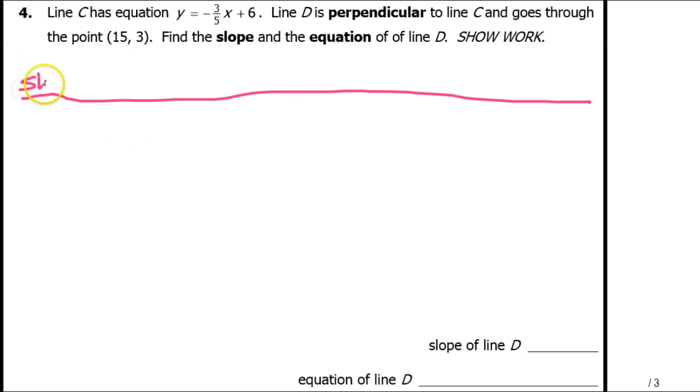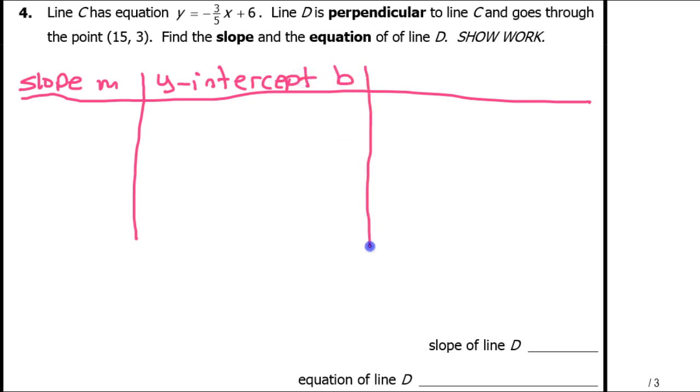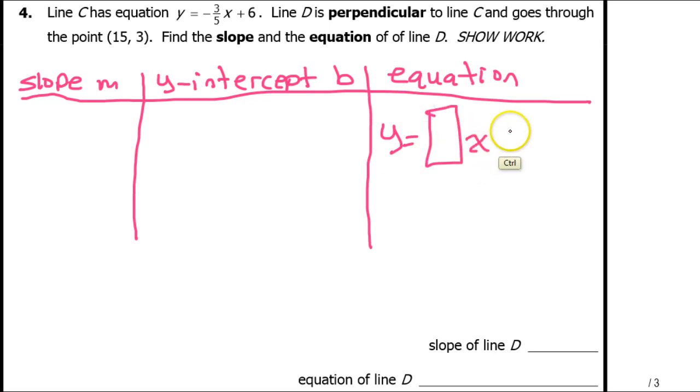So I'm going to find the slope m. That's step number 1. Then I'm going to find the y-intercept b. All right, that'll be step 2. And then I can write the equation. And the equation always goes like this: y equals something x plus something. All right, where the first box is the slope and the second box is the y-intercept.